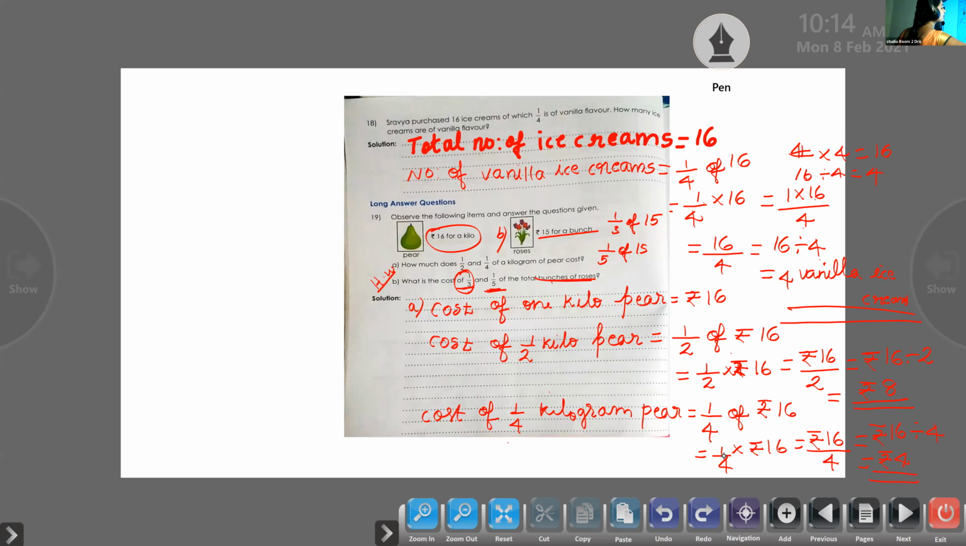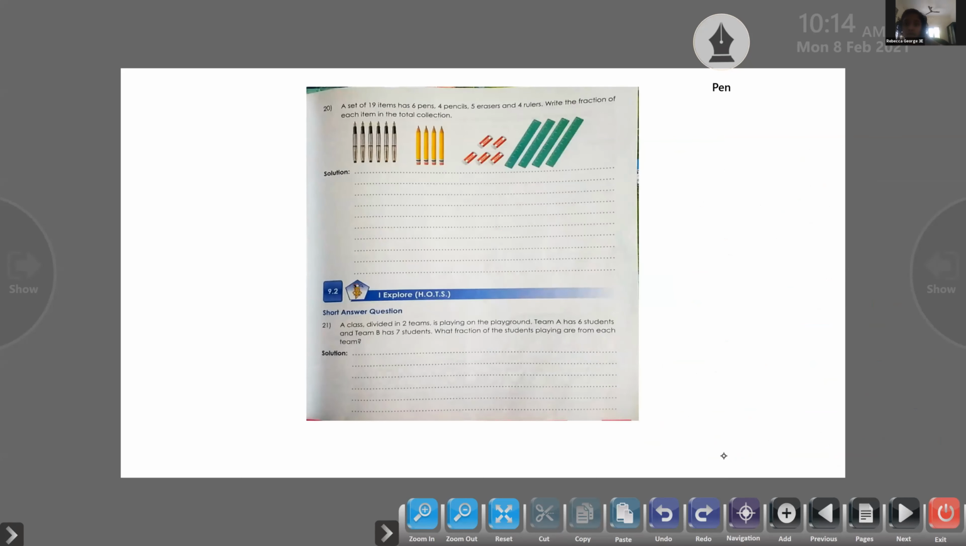Let us discuss the next question. Next question is very easy. Now all of you keep your pencil down and listen. All of you stop writing and listen. A set of 19 items has 6 pens, 4 pencils, 5 erasers, 4 rulers. Write the fraction of each item in the total collection. Very easy. We have learned this already.